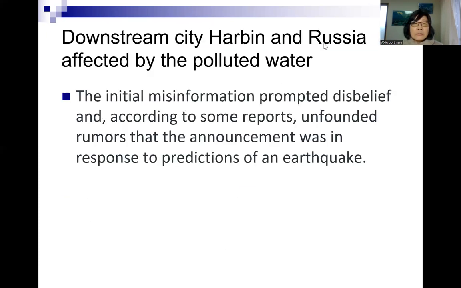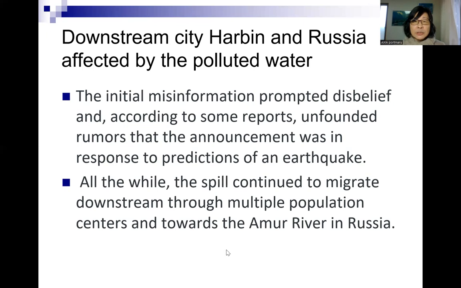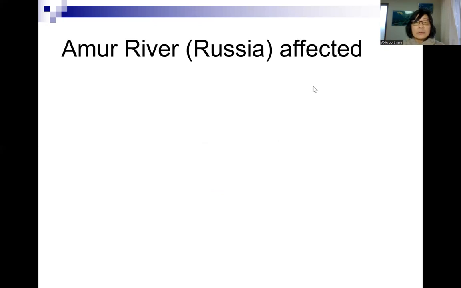So we have to see also the downstream city Harbin, and Russia, affected by the polluted water because of this accident. The initial misinformation prompted disbelief and, according to some reports, unfounded rumors that the announcement was in response to predictions of an earthquake. All the while, the spill continued to migrate downstream through multiple population centers and towards the Amur River in Russia. Because the river is continuing to other countries. So, Amur River, Russia, affected.